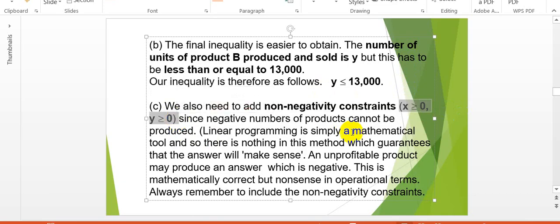Linear programming is a simple mathematical tool, and so there is nothing in this method which guarantees that our answer will make sense. However, an unprofitable product may produce an answer which is negative. This is mathematically correct, but nonsense in operational terms. So please remember to always include your non-negativity constraints. Again, a word of caution, the question never brings these ones out, but you are required to have these ones in your solution.